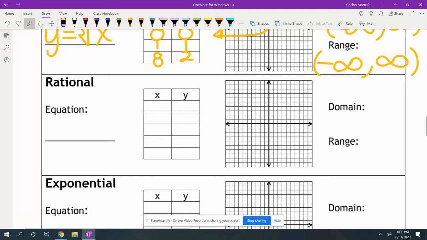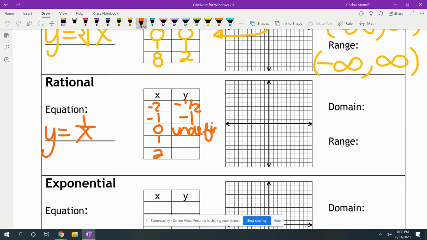Your rational equation. So on the rational equations, this is going to be y equals 1 over x. That's what your rational equation looks like. So let's go ahead and pick -2, -1, 0, 1, and 2. And when we plug this in, we are going to get -1/2, -1. This one's going to be undefined because if you take 1 and divide it by 0, you can't do that. You can't divide by a 0. 1 divided by 1 is 1, and 1 divided by 2 is 2.